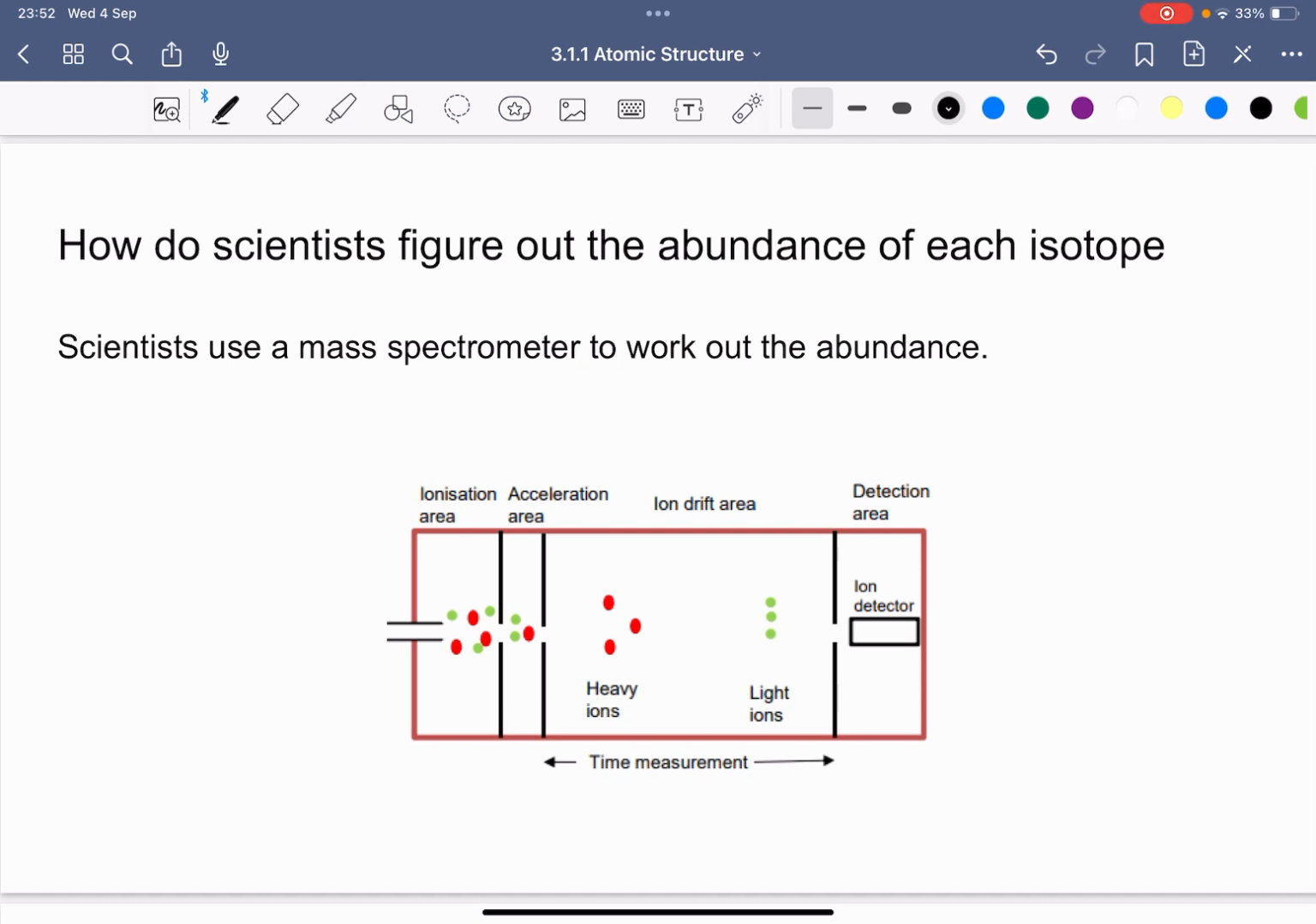You might be wondering, how do scientists know how common each isotope is? They use a machine called mass spectrometry to work out the abundance of each isotope. Now, for your A-levels, you need to know.